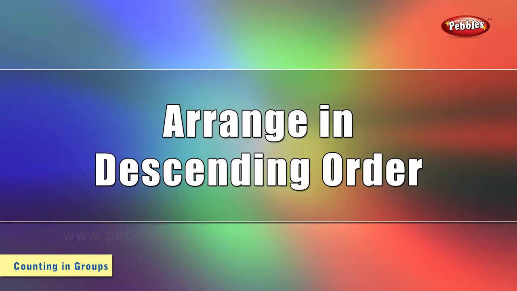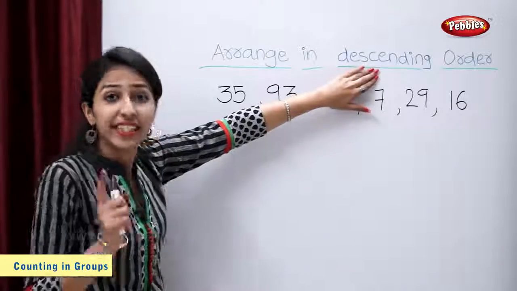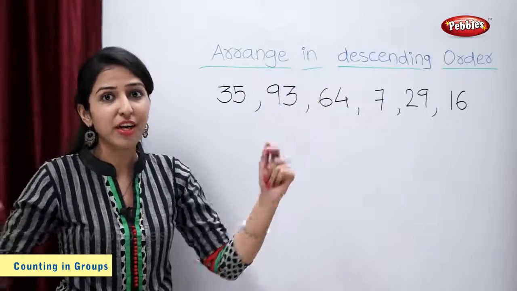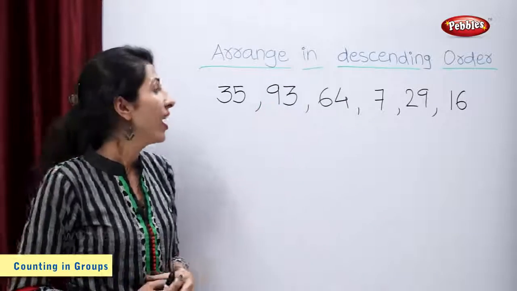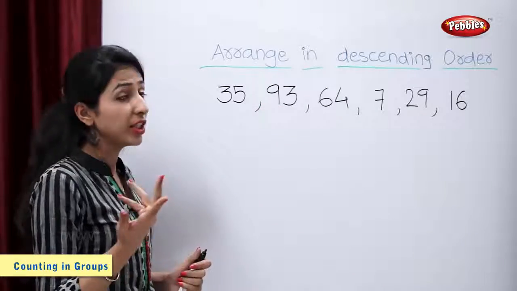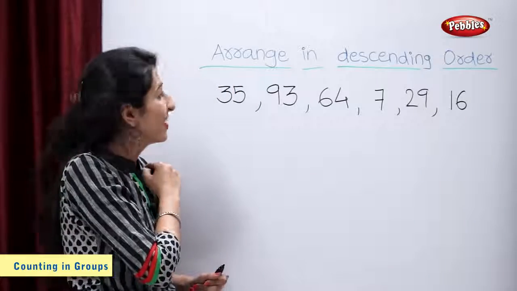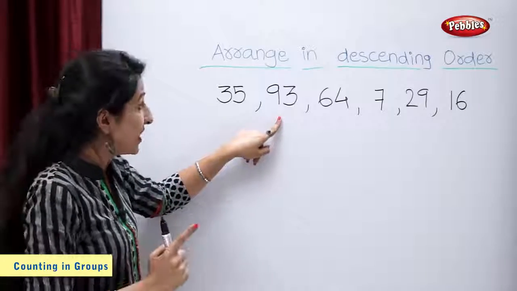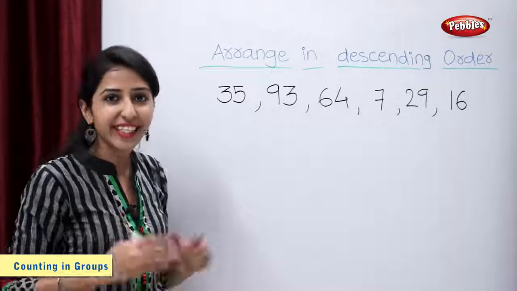Arrange in descending order. Now let us arrange these numbers in their descending order. Descending order means the biggest number will come first and then the series will continue. Tell me, students, which is the biggest number from these numbers? 93. Number 93 is the biggest number from these numbers. So let us write 93.